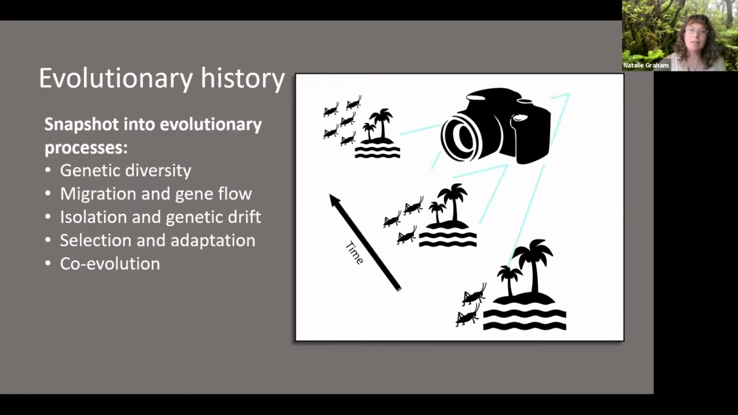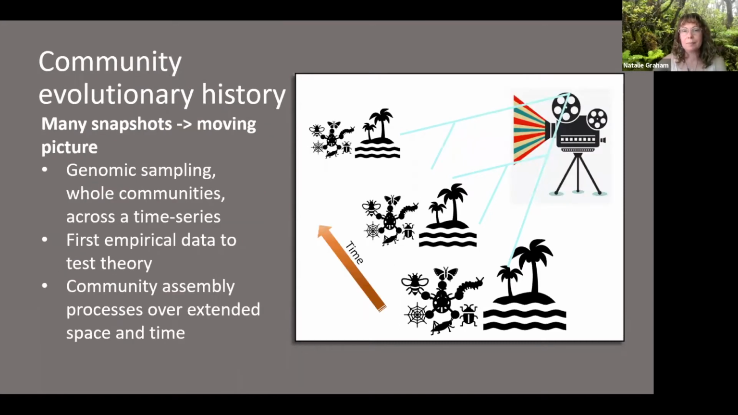Another approach might take into consideration evolutionary history, but historically this has been done for one lineage at a time. In this case, you would be trying to understand what the genetic diversity is, how much gene flow is there, how species are migrating between different populations. Perhaps there's isolation between different localities, and that's leading to processes like genetic drift and so on.